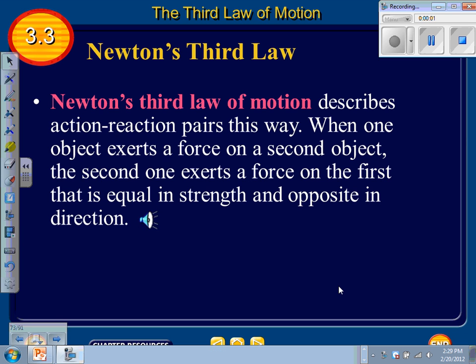This begins the lecture notes for Chapter 3, Section 3. And in Section 3, we deal with Newton's third law.